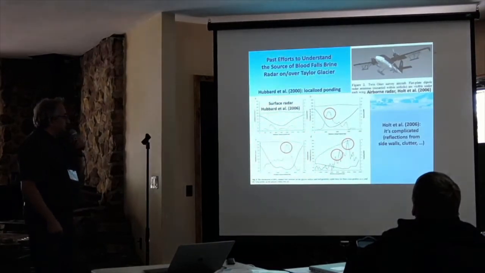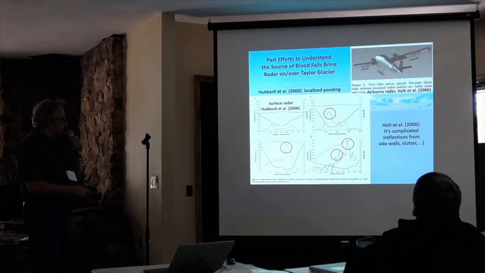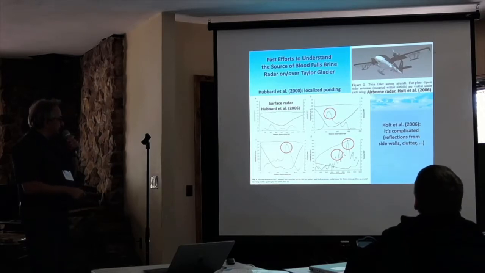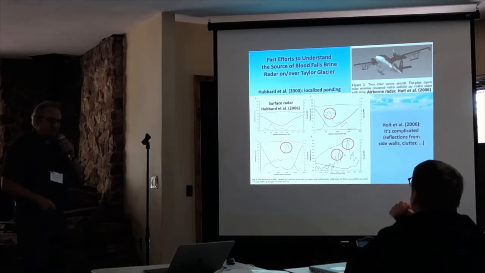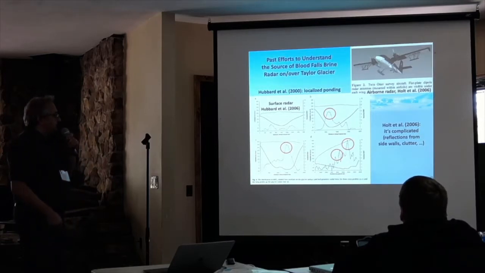Okay, so reviewing these two past studies, there was a surface radar work by Hubbard, this should be 2000, and basically dragged radar all over the lower part of Taylor Glacier and found mostly low reflection coefficient, which is this kind of dotted line. This is the shape of the bed from radar. This is the surface. And then only in some places there was a kind of a spike in bed reflectivity, which was interpreted as localized ponding of water beneath Taylor Glacier, but not a continuous water system underneath.